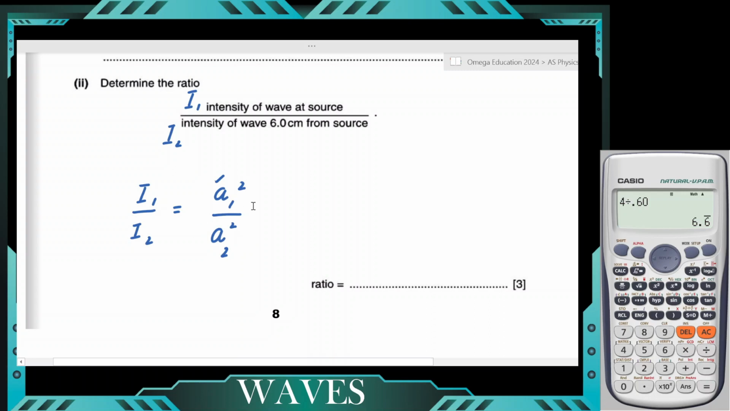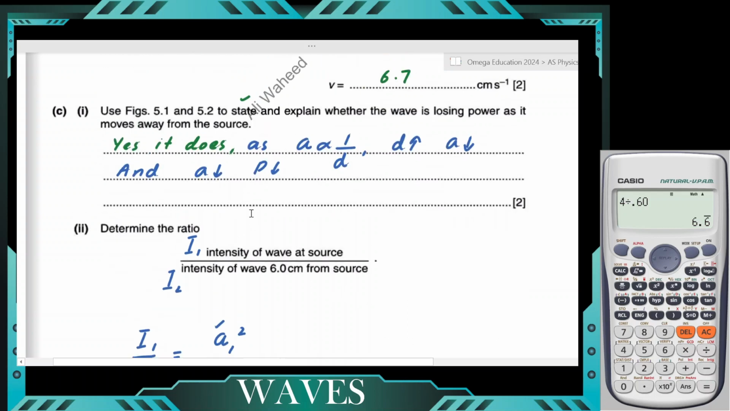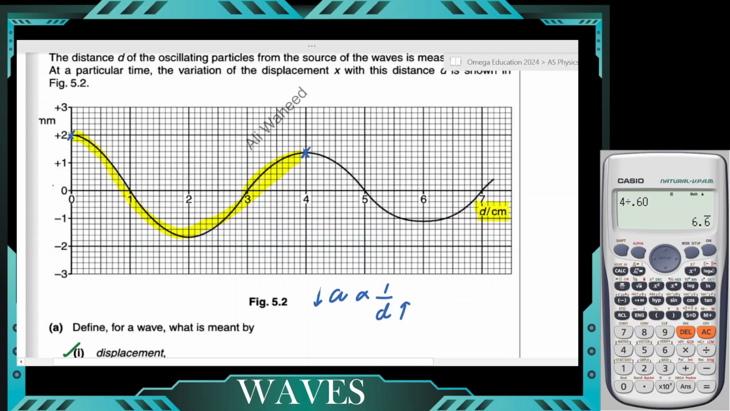So what is the amplitude of the wave at the source? Let's check it out from the graph. So at the source means no distance away from the source. The distance would be 0. And what is the amplitude at that point? 2 millimeters. So A1 equals 2 millimeters. See, the unit is millimeters, but the unit is not important here because the units would be cancelled out anyway. So the amplitude is 2.